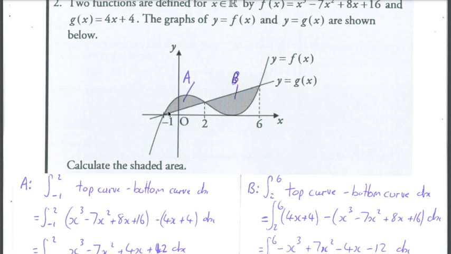Why am I doing that in area A? Well, the curve is above the line. It's whichever one's on top, whichever one's higher up, minus whichever one's on the bottom or whichever one's the lowest. So between -1 and 2, the curve is higher than the line. And then from 2 to 6, I'll need to do the line, because the line's above the curve in this region. So I need to do the integral from 2 to 6 of the equation of the line minus the equation of the curve.